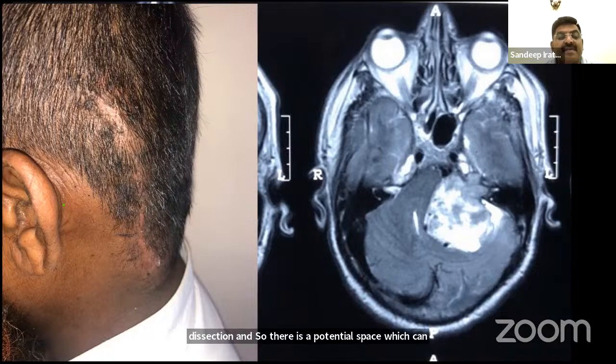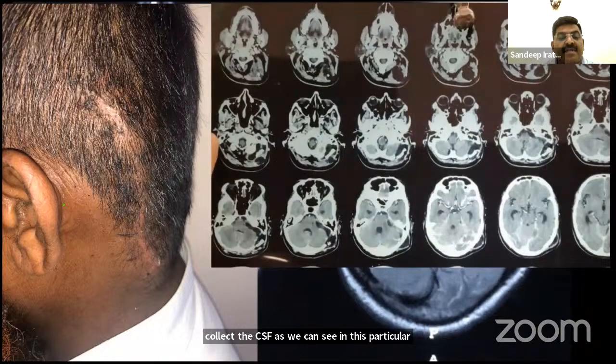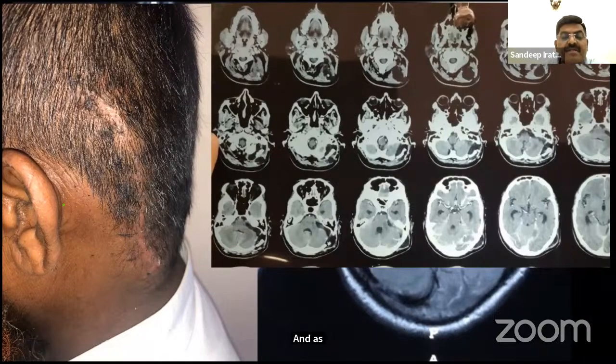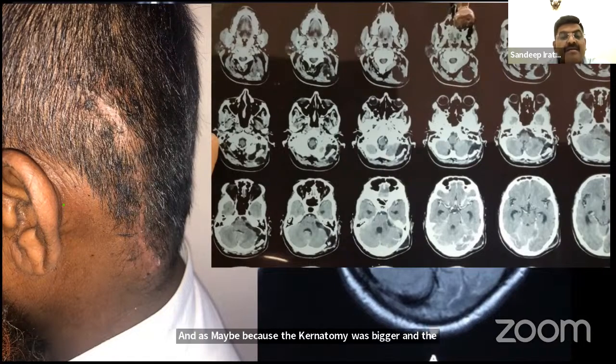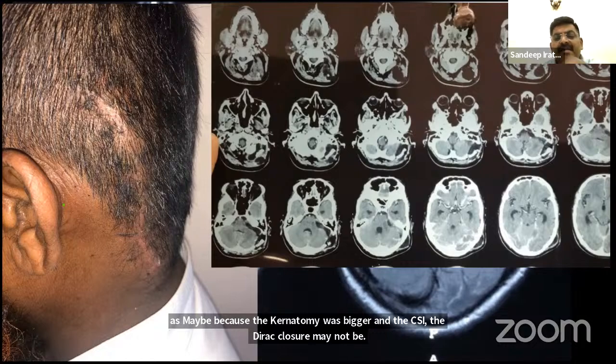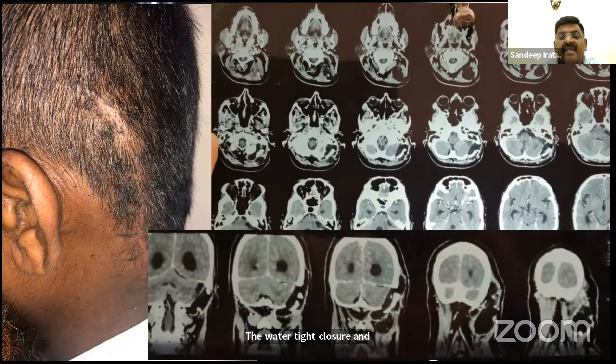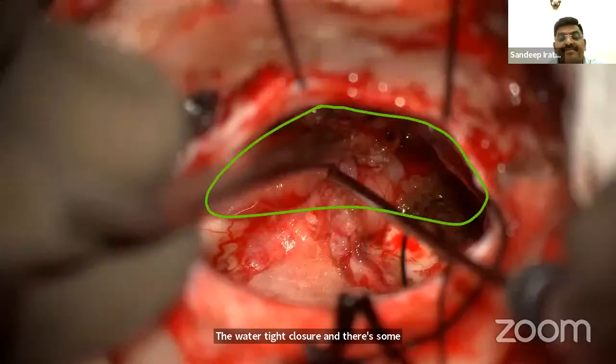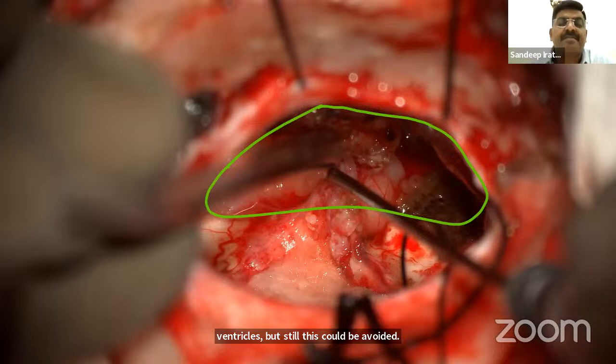As we can see in this particular patient, post-operatively, even though the tumor was removed completely, the patient developed a pseudomeningocele. Maybe because the craniotomy was bigger, the dural closure may not have been watertight, and there is some dilatation of the ventricles, but still this could have been avoided. What I have learned in the first 5 years of my practice is that we don't need such a bigger exposure.